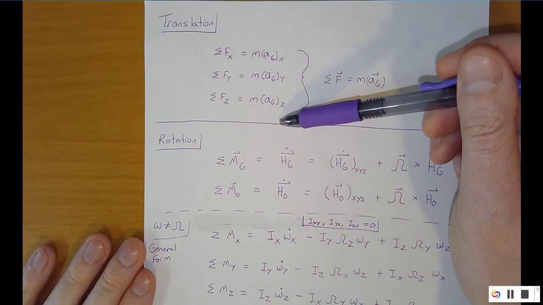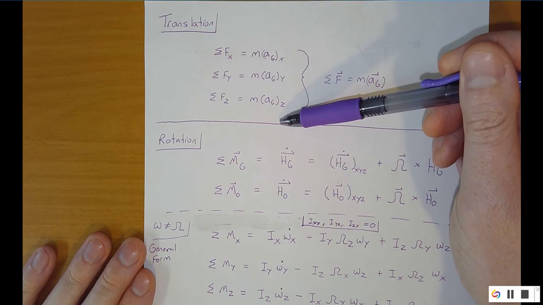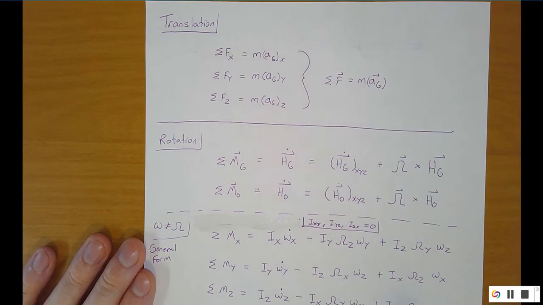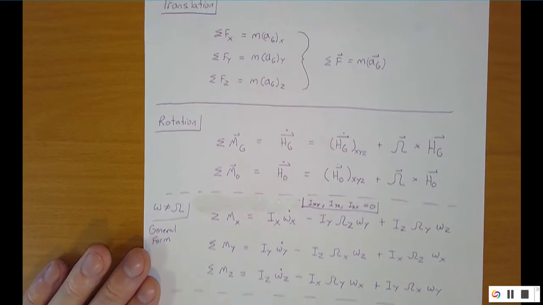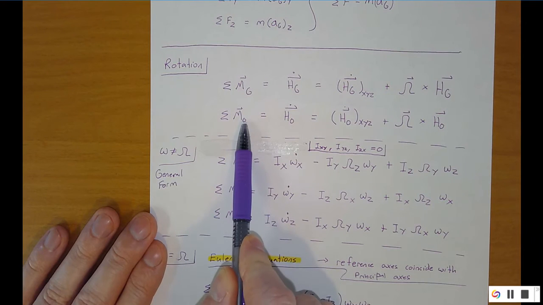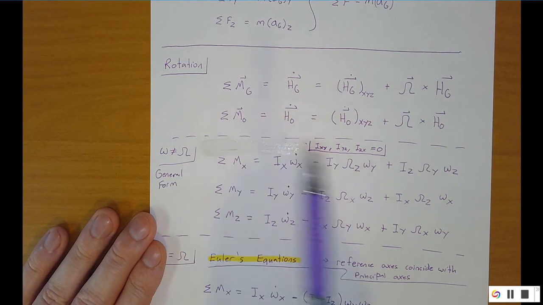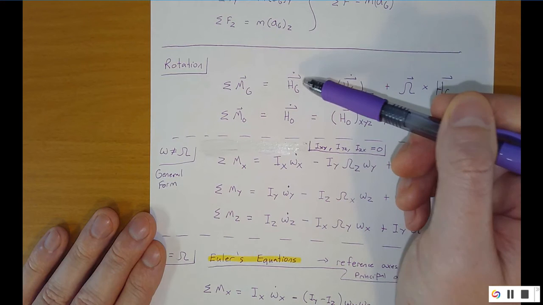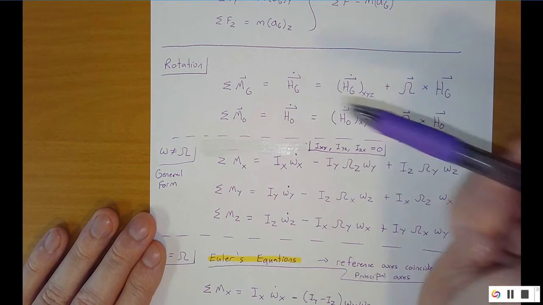When you go to find these accelerations, you're going to probably have to go back and use your kinematics from chapter 20 to find these accelerations. In rotation, we get that the sum of moments about either the center of gravity or some fixed point O. So this could be, again, an instantaneous center, or it could be an actual fixed point. It'll be the derivative of the angular momentum, either about the center point G or about point O.